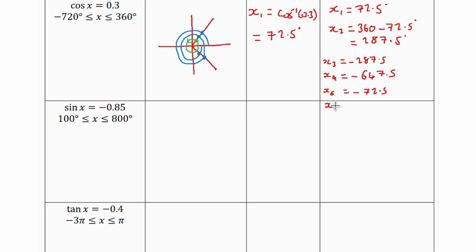Running into the next one a little bit. X6 is minus 432.5. These are all degrees, so I should of course have degree symbols on all of these to show that they're not radians.